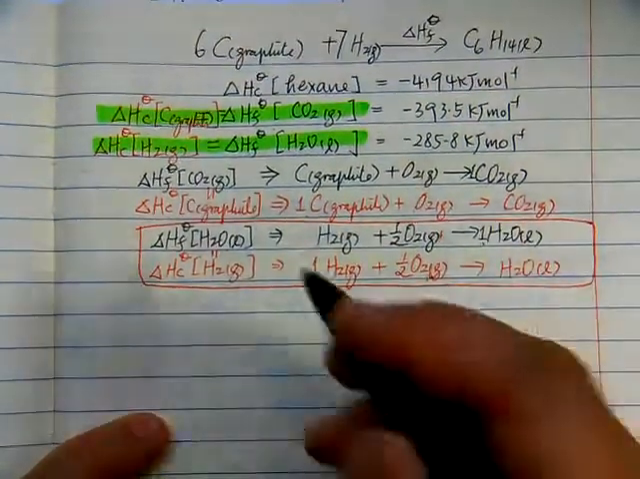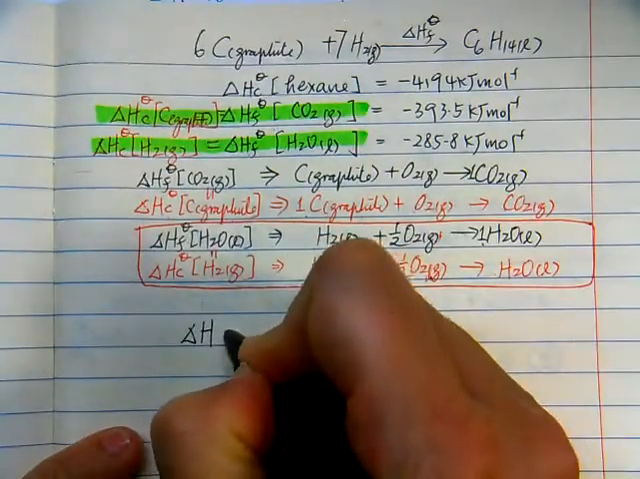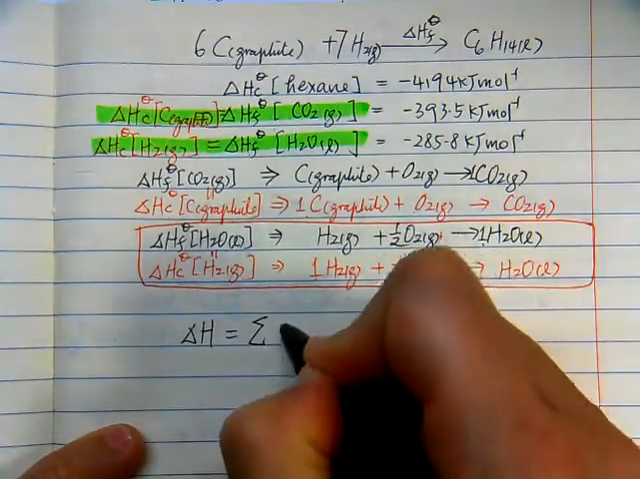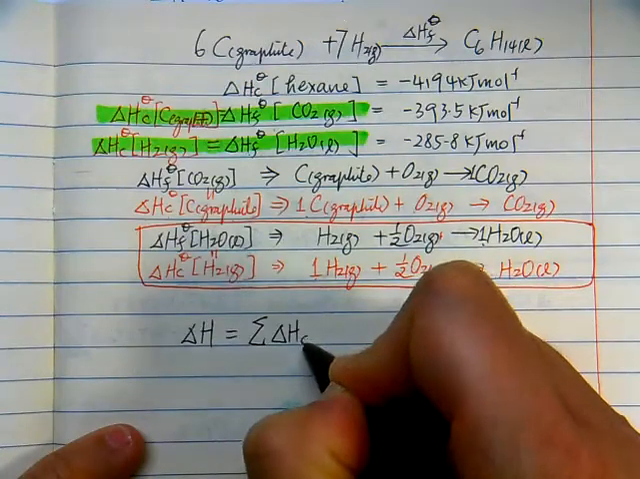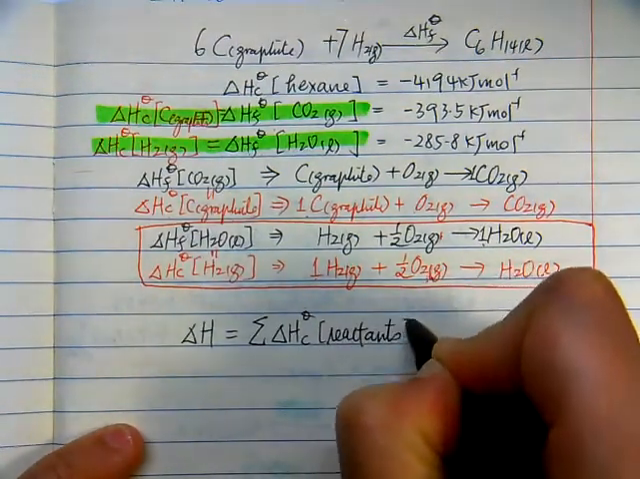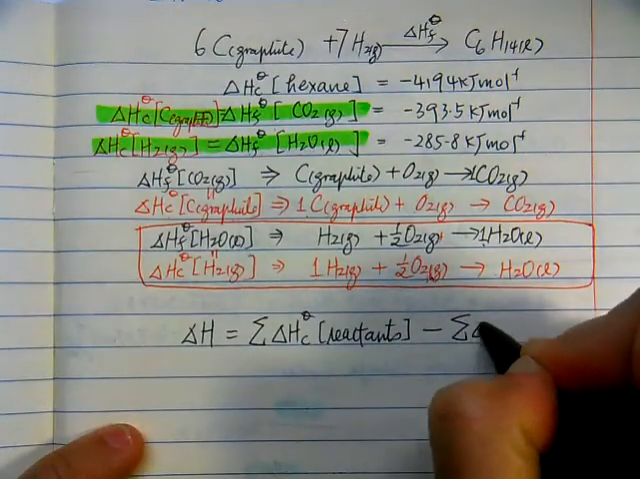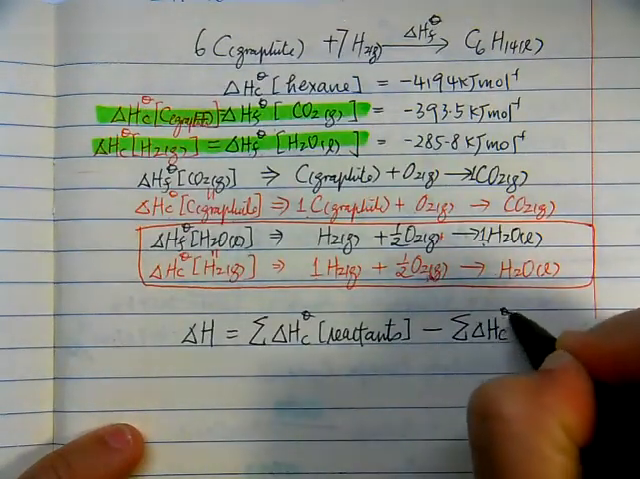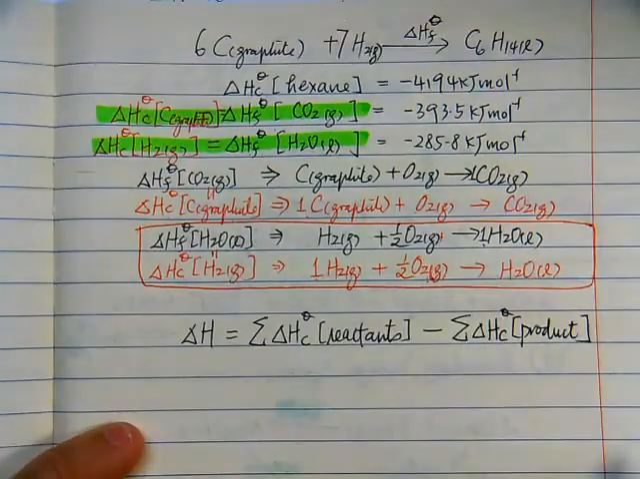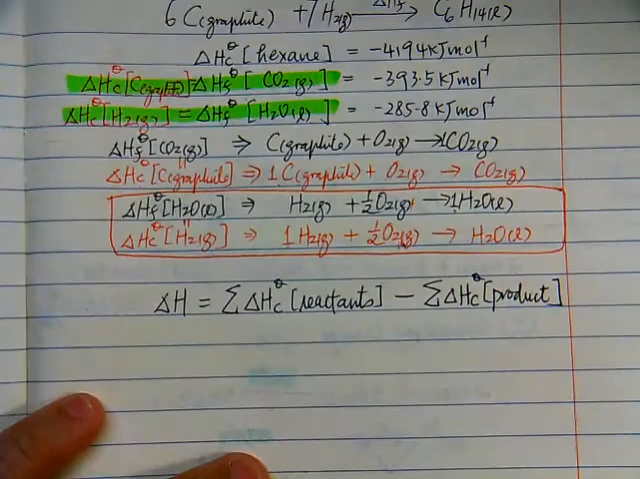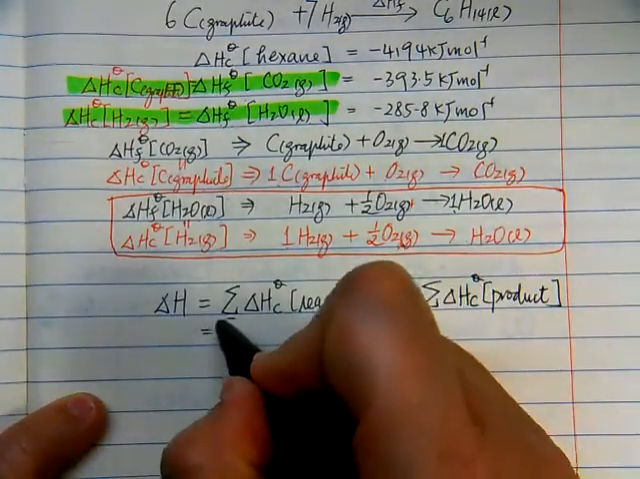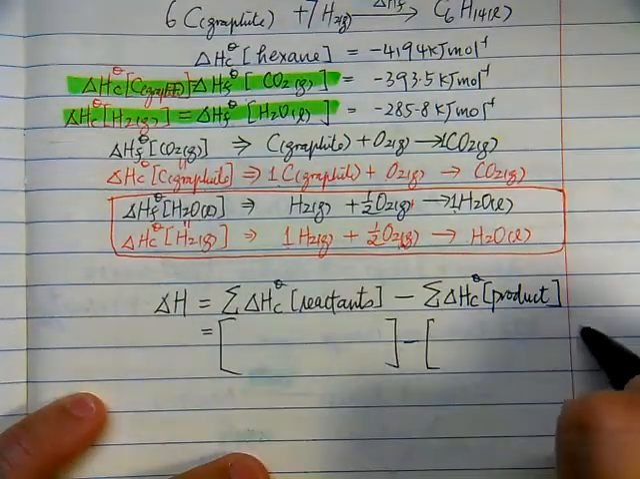Is that right? So we can use this equation to work out the delta H, which is the summation of standard enthalpy change of combustion of reactants minus combustion of products. Okay? And then it is equal to the difference between these two terms.